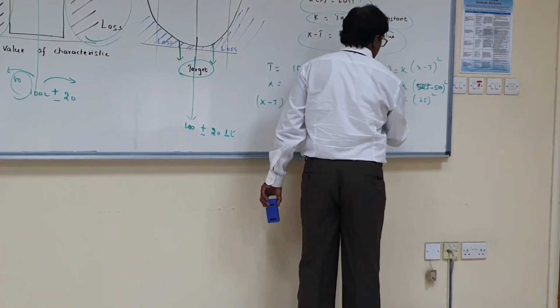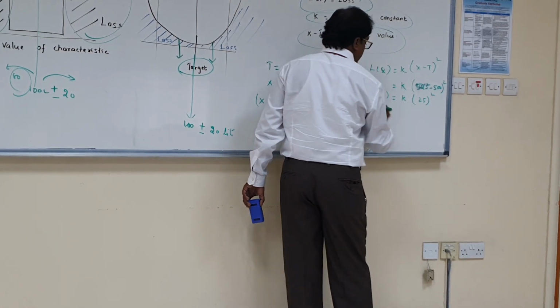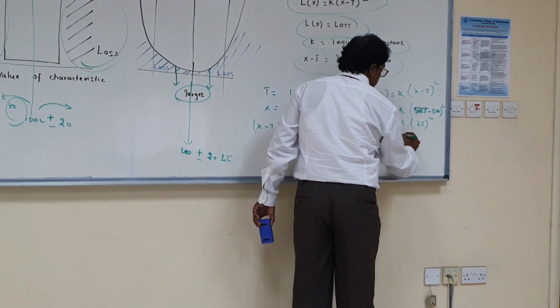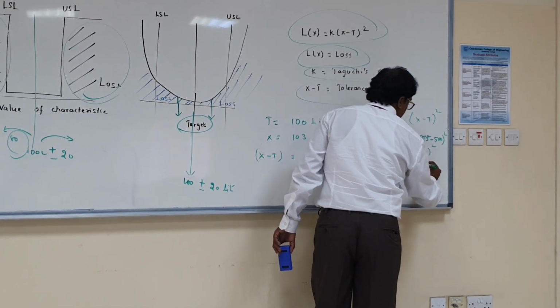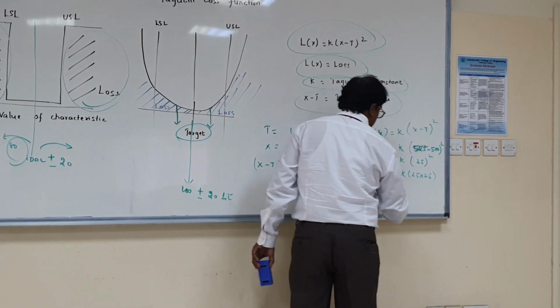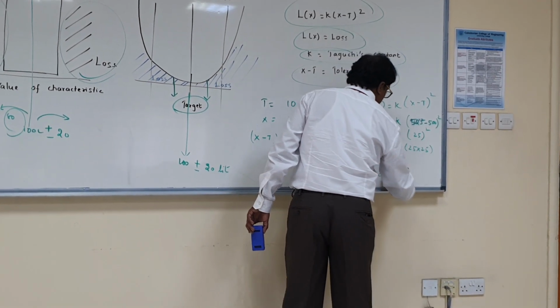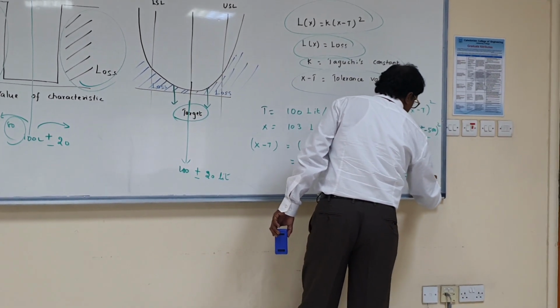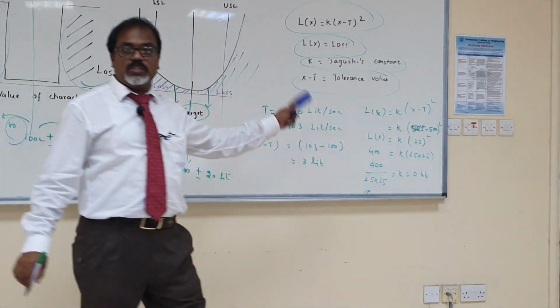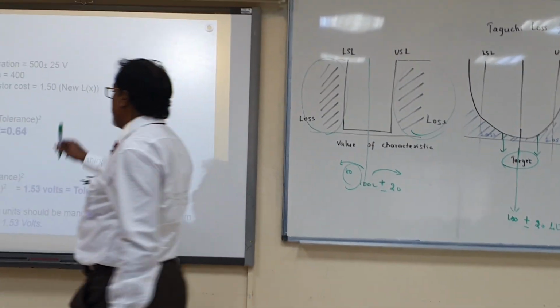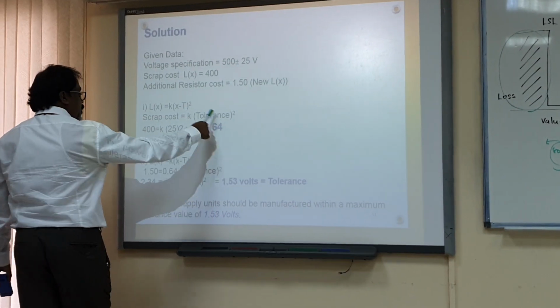The maximum value I am going to calculate. L of x is already given as 400 OMR, and k into 25 multiplied by 25 because it's square. So 400 divided by 25 multiplied by 25 equals the k value. This is coming as 0.64. This is given here, so this is the Taguchi constant we have found.